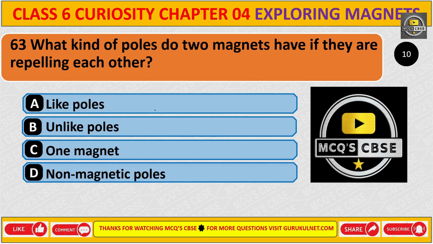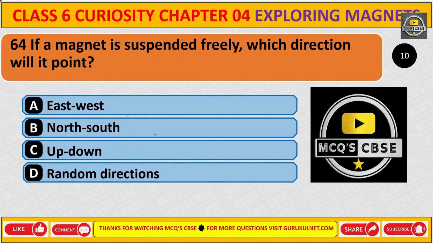What kind of poles do two magnets have if they are repelling each other? And the correct answer is A, like poles. If a magnet is suspended freely, which direction will it point? And the correct answer is B, north-south direction.